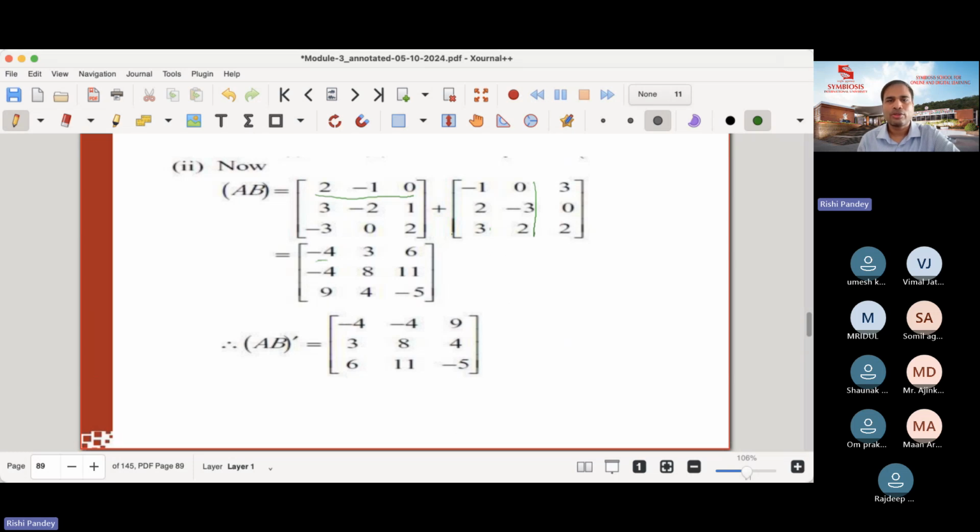So first element: 2 into 0, 0. Minus 2 minus 3 plus 3. And here 2 plus 0, 0. So the value is 3 only. Is it clear? You can use your copy and pen.